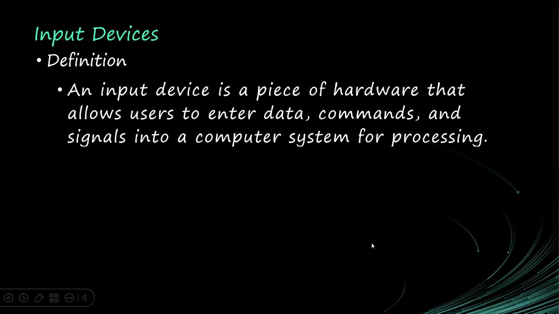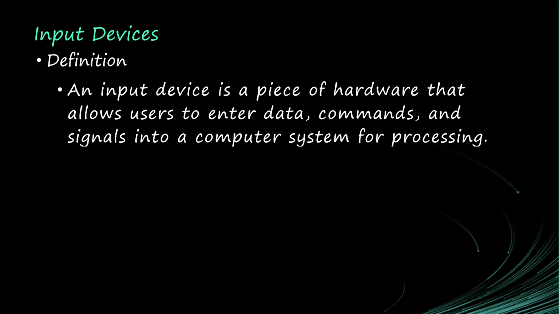An input device is a piece of hardware. It means that an input device is hardware, not software, that allows users to enter data, commands, and signals into a computer system for processing. Remember we have two parts of the computer, the hardware and the software. Hardware are the physical things that we can touch, but software is something we cannot touch. We can't even see it.